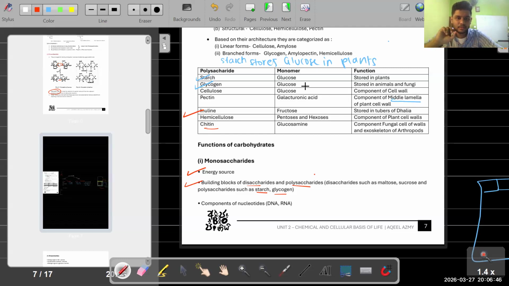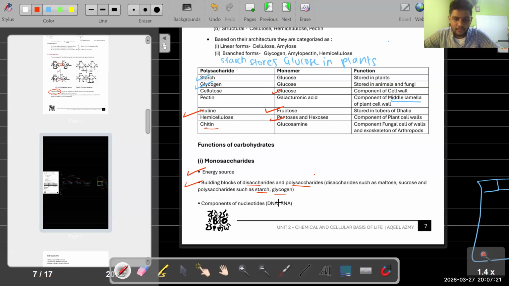Another example where we can say those are monomers or building blocks: they function as building blocks for polysaccharides. Example, cellulose. Cellulose is also an example. Why? The monomer of cellulose is also glucose, which is a monosaccharide. Fructose also, pentose, hexose, these are also examples.